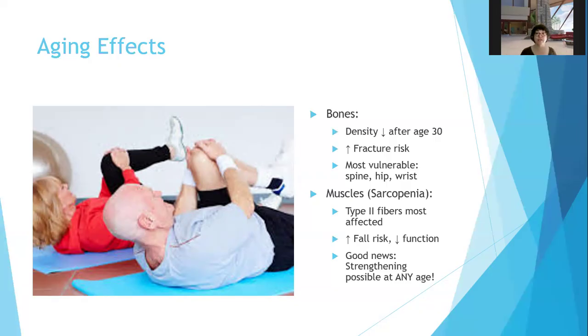The muscles tend to get smaller and weaker. It's called sarcopenia. The type 2 muscle fibers are most affected. So those are like our power muscles rather than our endurance muscles. So you have an increased fall risk and decreased function.